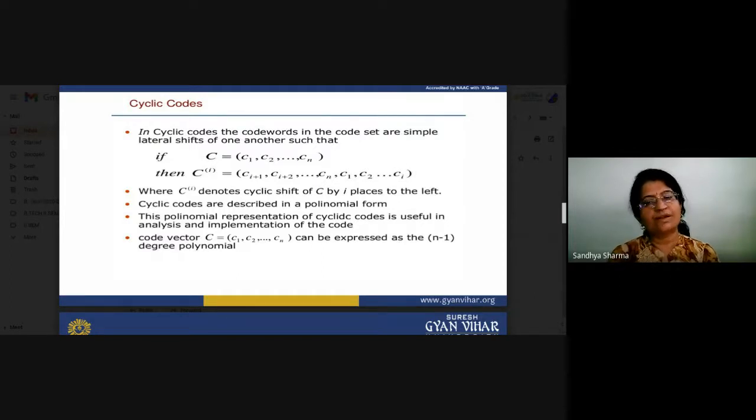So the code vector C is equal to C1, C2, up to Cn. We can represent this code vector by C1 to Cn.